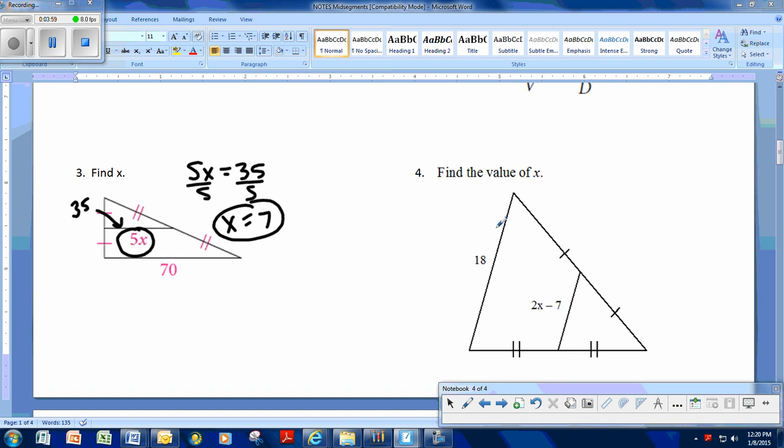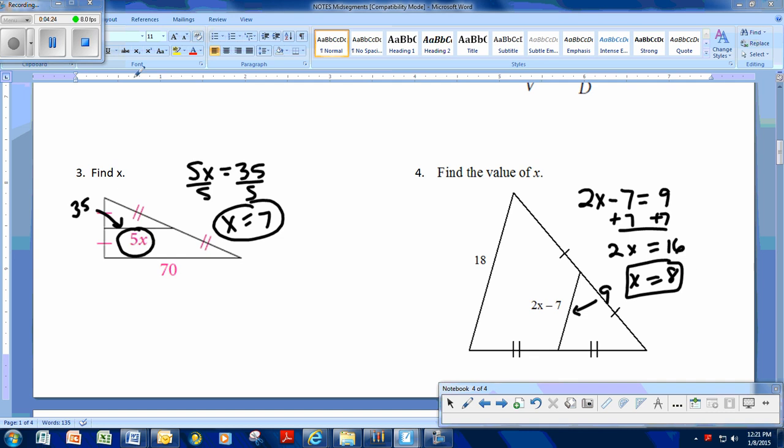Same concept here. This length is 18. That means the midsegment right here is going to be half of that, which is 9. So I take the expression for the midsegment, 2x minus 7, and it equals its length, 9. So I can solve for x here now. I get 2x equals 16, divided by 2, x would be 8. So again, remember, a midsegment is found by connecting two midpoints, and it's parallel to that third side as well as half of its length.